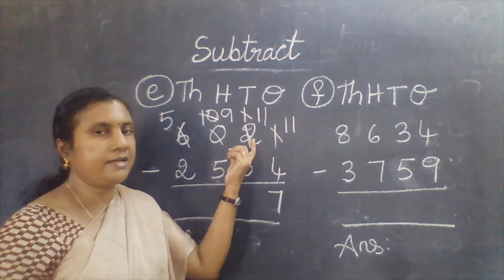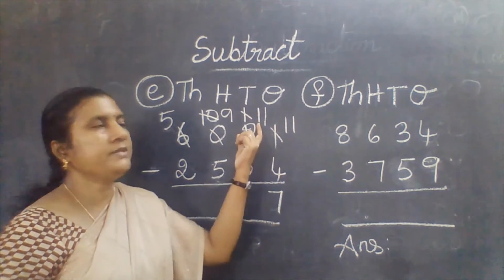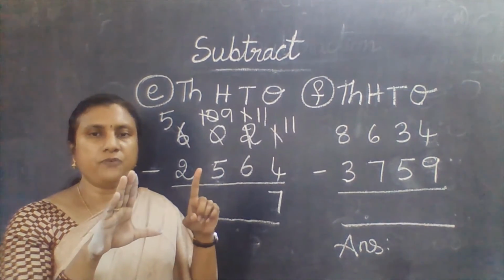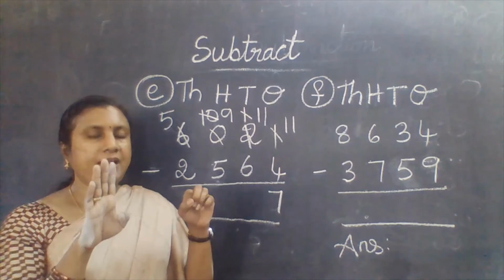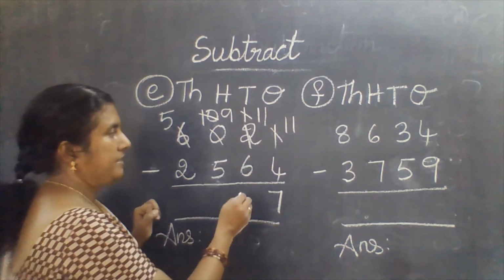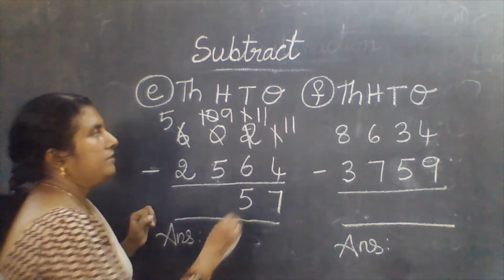We are bringing from the thousands place to the hundreds place and the hundreds place to the tens place. Understand? Now we have to separate 6 from this 11. So 11 in your mind, 6 in your fingers. Before 11: 10, 9, 8, 7, 6, 5. So what is the difference? Yes, 5.